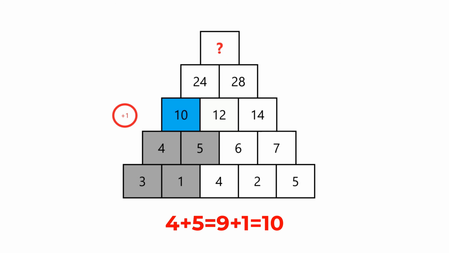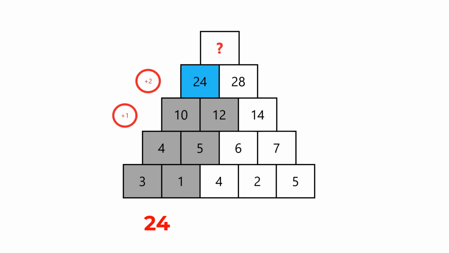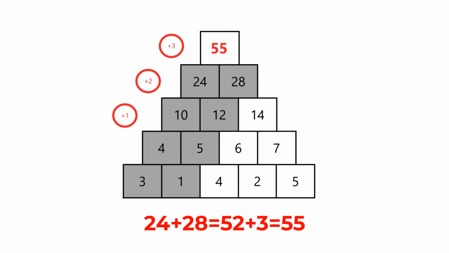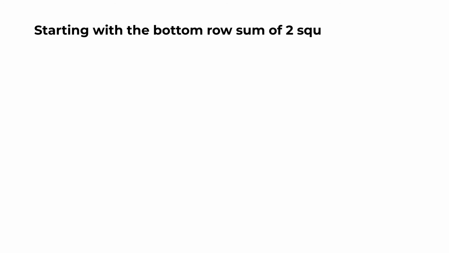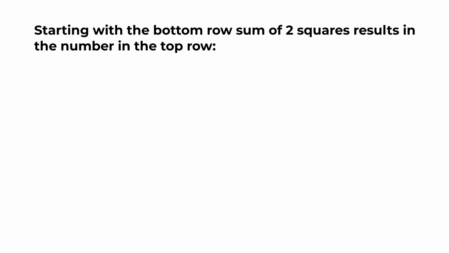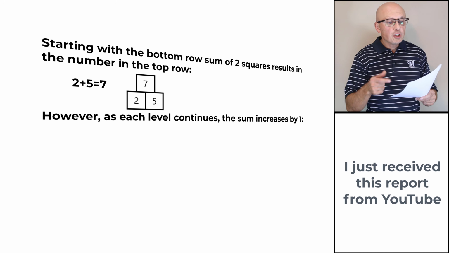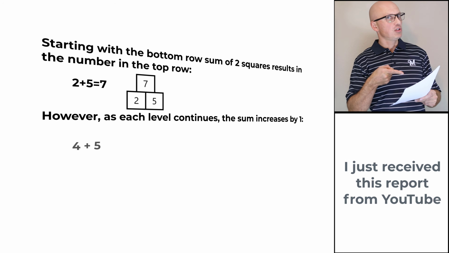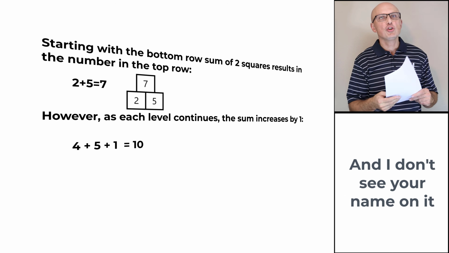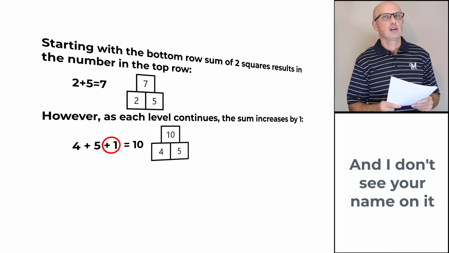If you go to the next layer, you need to increment it by 2. And then in the final row, you need to increment it by 3. So the correct answer here is choice 55. Let's recap. Starting with the bottom row, the sum of 2 squares results in the number in the next row. For example, 2 plus 5 equals 7. However, as each level continues, the sum increases by 1. For example, 4 plus 5, we need to increment and add 1 to get to 10.